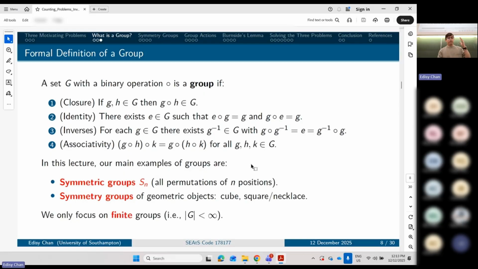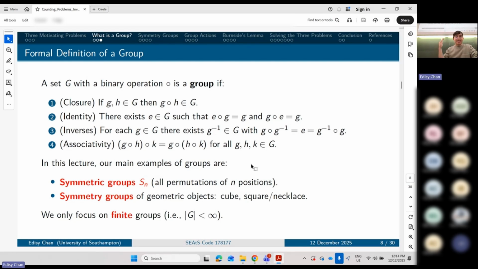Okay. For sure, you need the operation to stay within our set, right? So when you combine two things, it will give you the thing we are considering, right? The closure condition is trivial. The other three are the things I've just mentioned, right? So we have the identity, right? We have the inverses, which means you can undo the thing, right? And the identity means you do nothing, right?